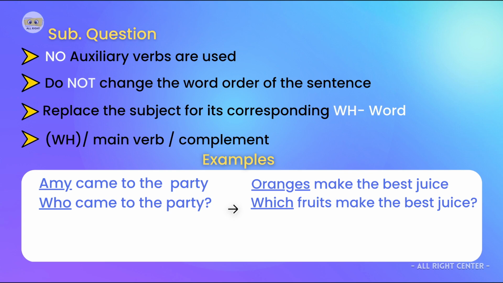All right? Another example. Oranges make the best juice. Oranges. All right? Oranges are the subject. So I create the question. Which fruits make the best juice? ¿Qué frutas hacen el mejor jugo? Well, oranges. Esa es mi respuesta. So that's why this is a subject question. Which fruits make the best juice?